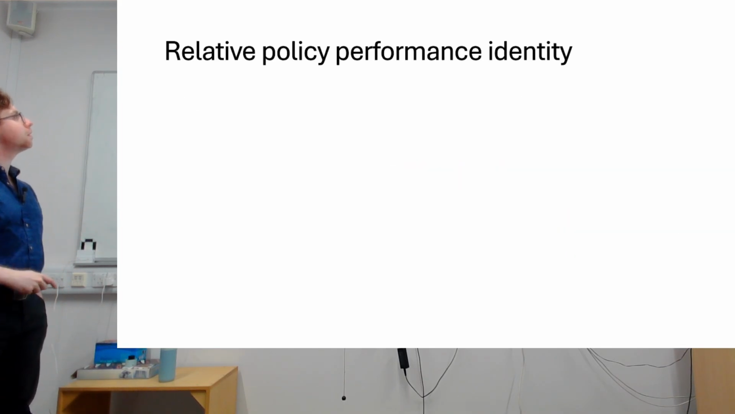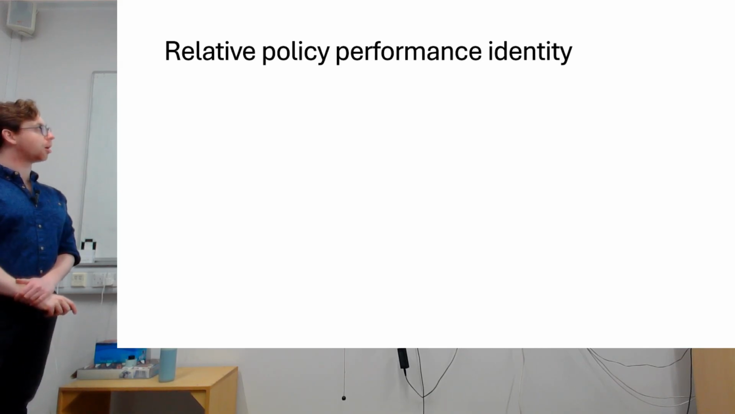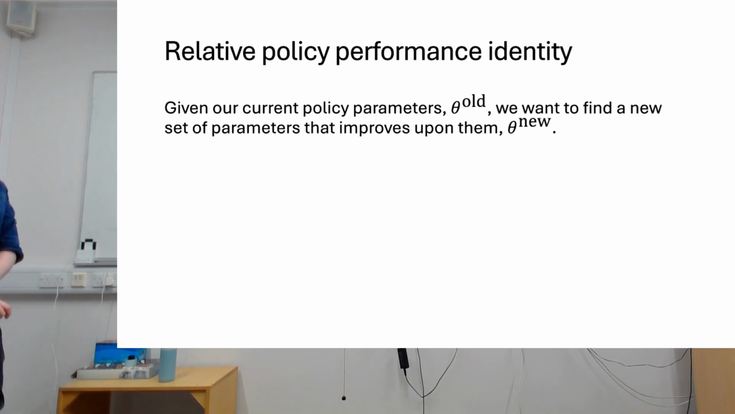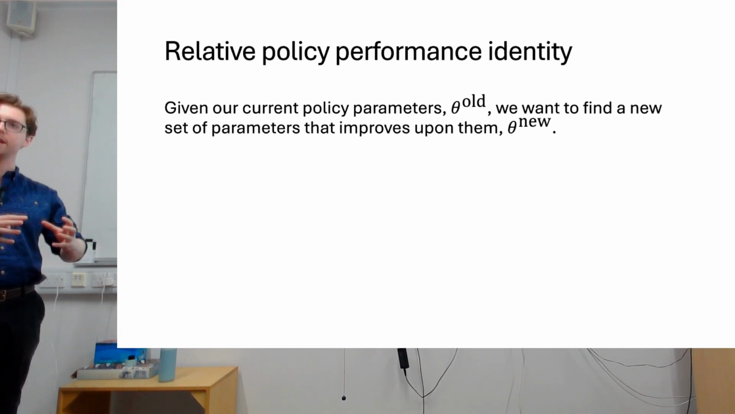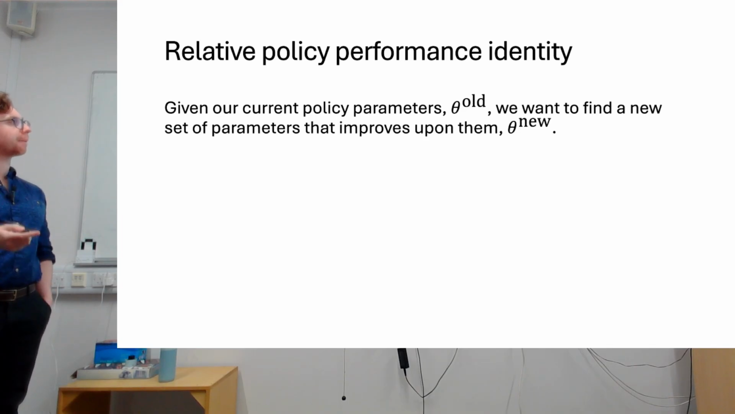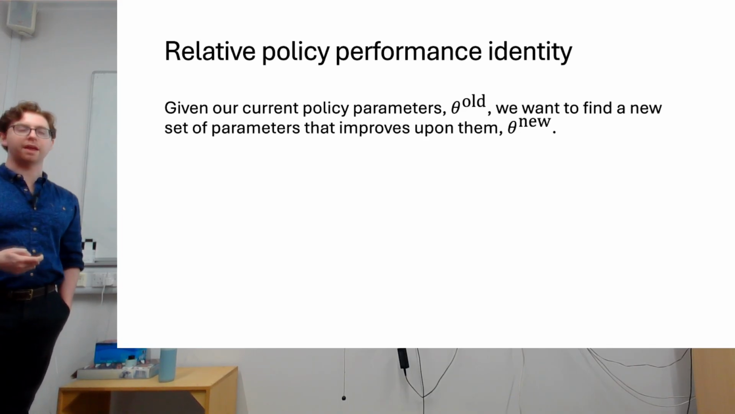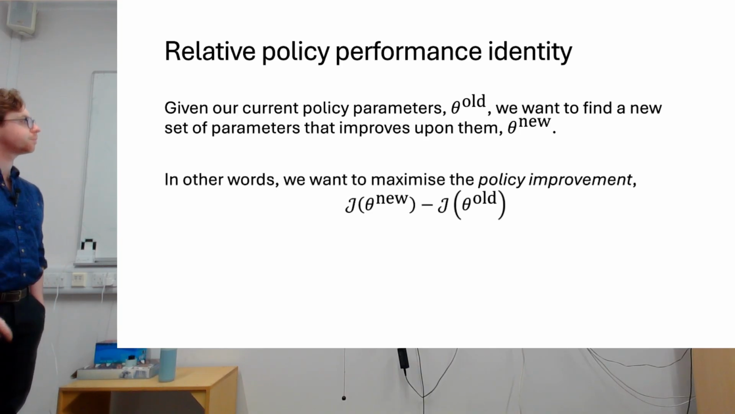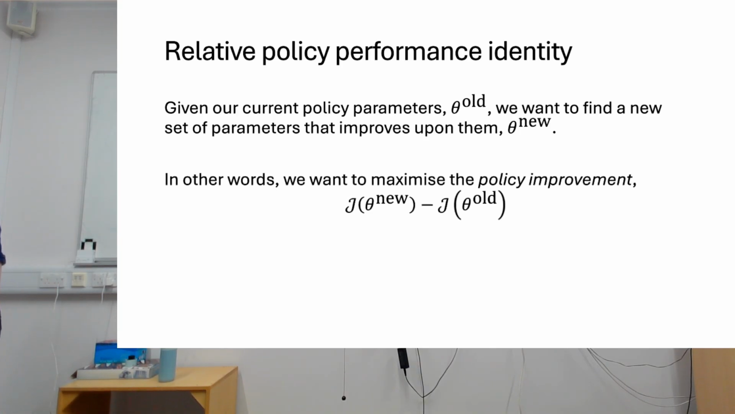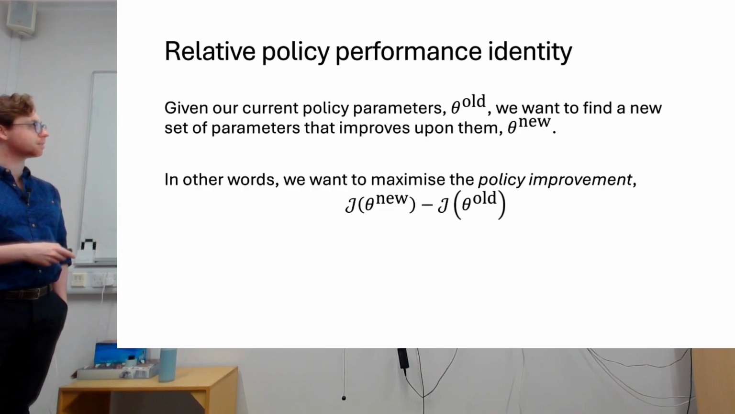Cool. Okay. So, what does the relative policy performance identity say? Given our current policy parameters, which I'm going to call theta old, we want to find new parameters that improve upon them. And then the idea is we're going to just keep obtaining new parameters that improve upon our old parameters. So one way to do this is to maximize policy improvement, which is just the difference of the policy objectives. I want my policy objective to be higher for my new set of parameters than it was for the old set of parameters. So this is the policy improvement.